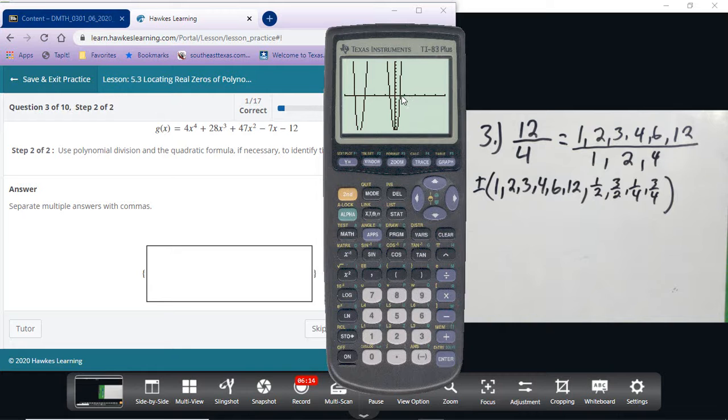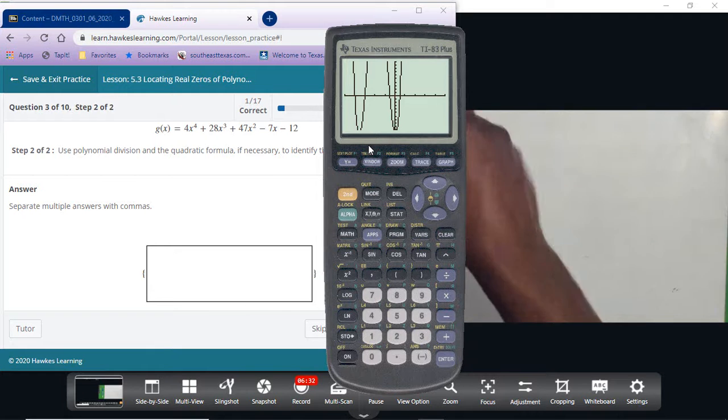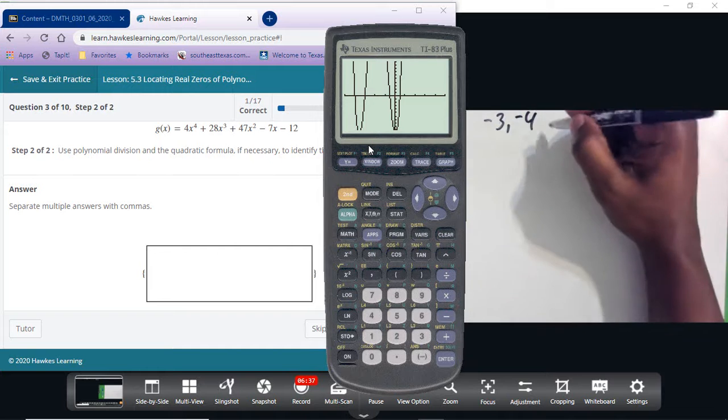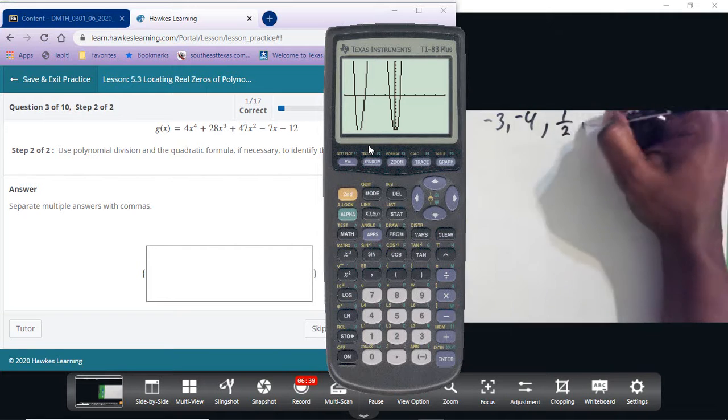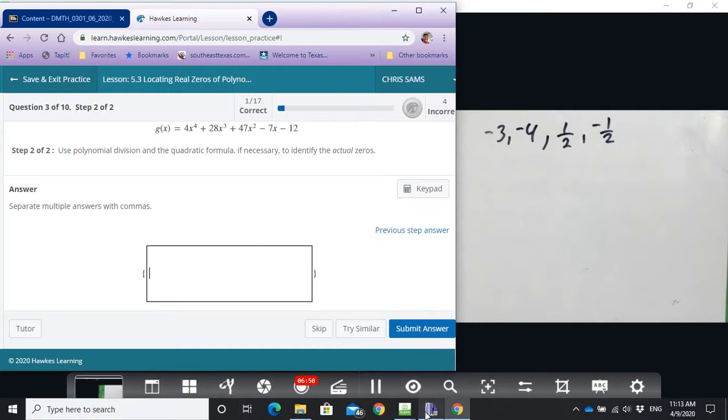So it looks like we have a positive 1/2, a negative 1/2, and this is -1, 2, that's -3, and -4. Alright, so those are the numbers I want to try. -3, -4. I'm going to write those down. I'm going to erase this so I can have some more space. -3, -4, positive 1/2, and -1/2. Alright, so these are the numbers we're going to try, as opposed to guessing and checking and trying to figure out which one is actually right.